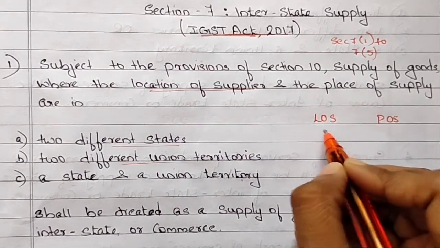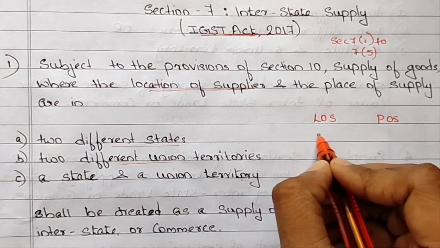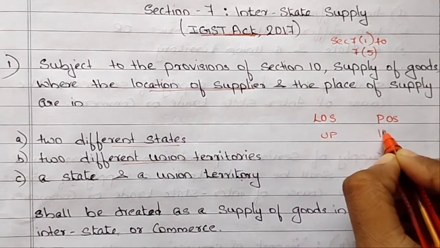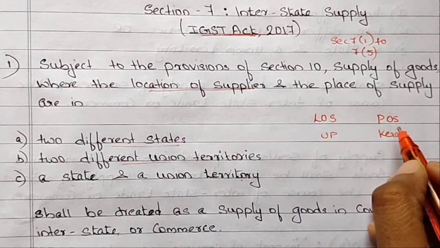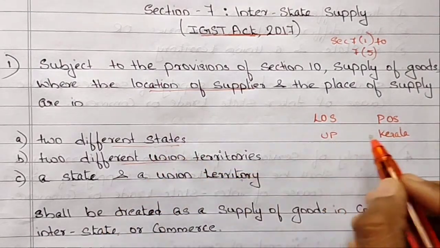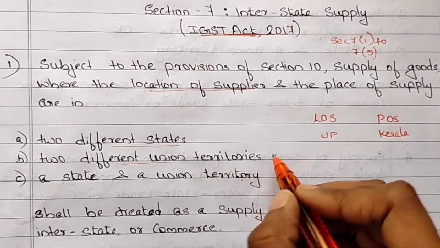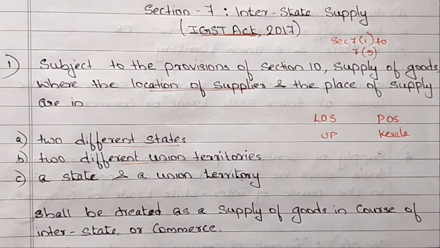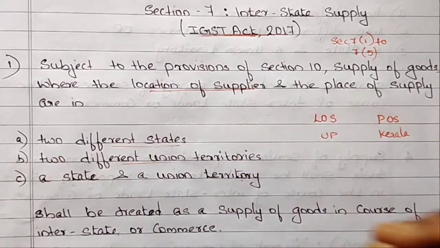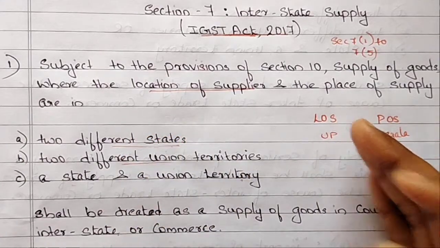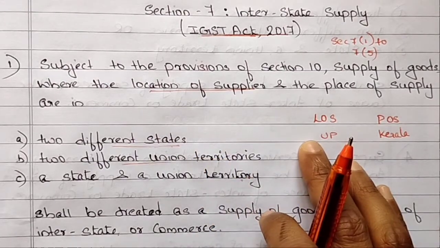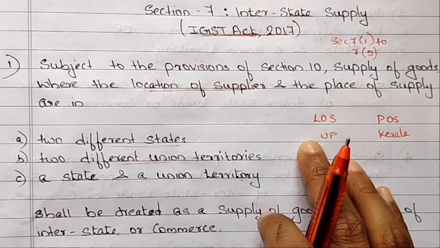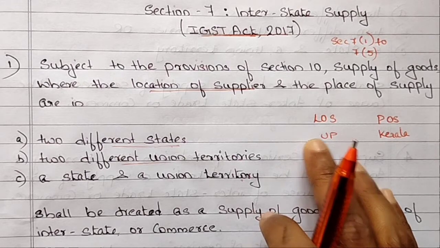If the location of the supplier and the place of supply are in two different states, for example, UP and Kerala, or two different union territories, Andaman Nicobar Islands and Ladakh, or a state and a union territory, Ladakh and UP, then such supply of goods is called interstate supply of goods. So that is what section 7(1) says.